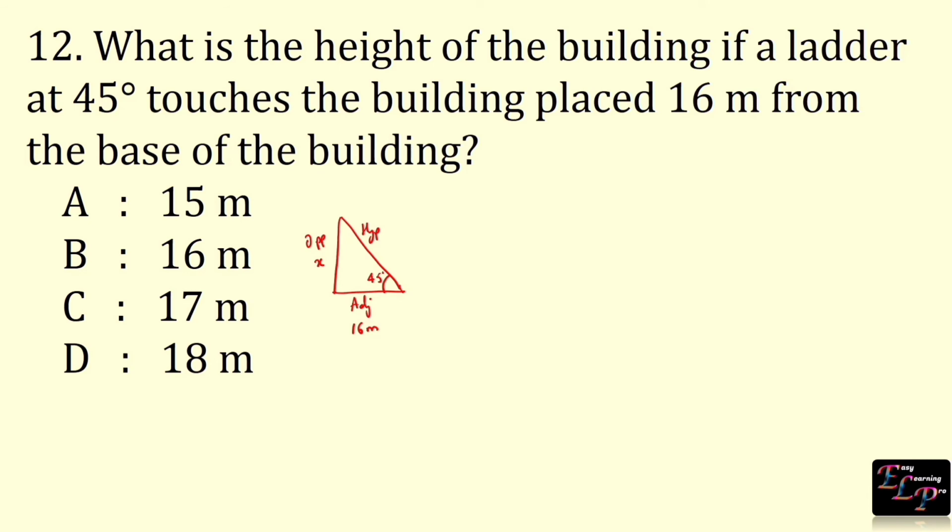Trigonometric ratio which relates opposite side and adjacent side is tan theta. Tan theta is given by opposite by adjacent. The angle is 45 degree. So tan 45 is equal to opposite side is x, adjacent side is 16. Tan 45 is equal to 1, x divided by 16. So x is equal to 16 into 1, which is equal to 16. So the answer is option B.